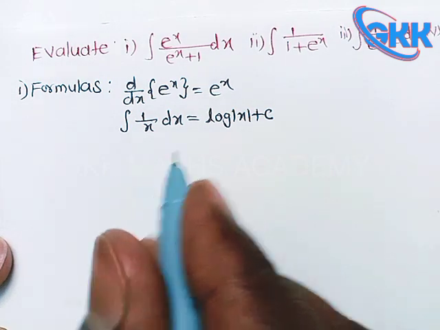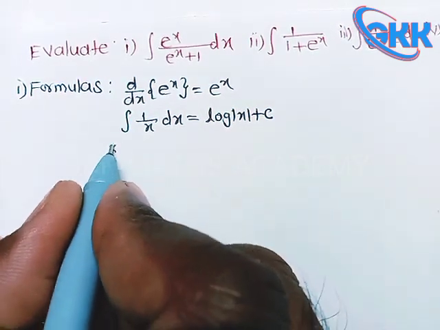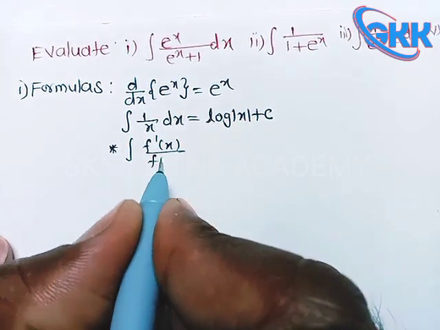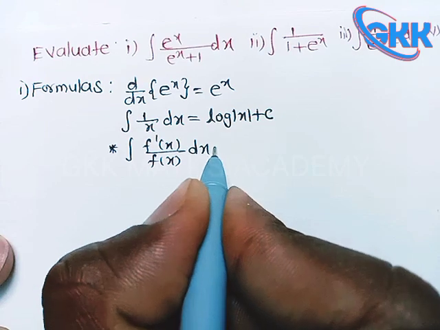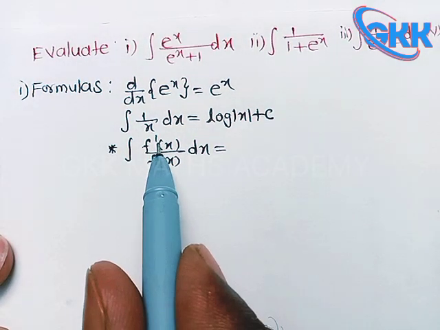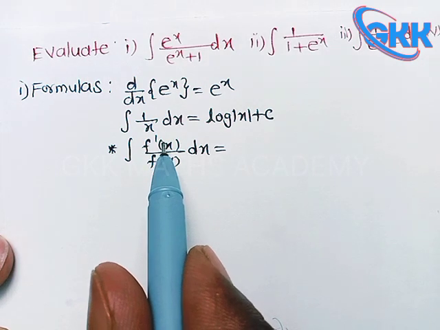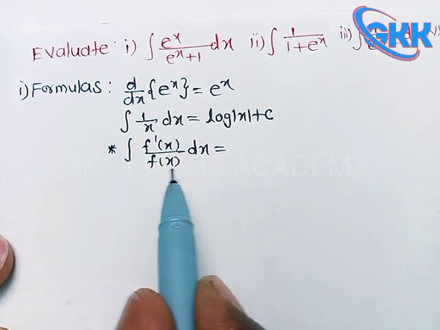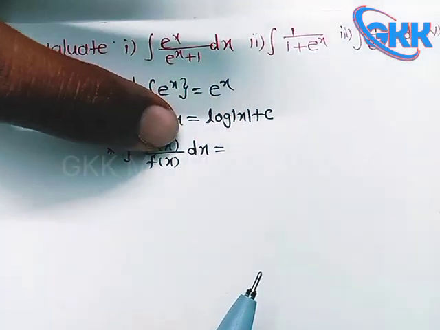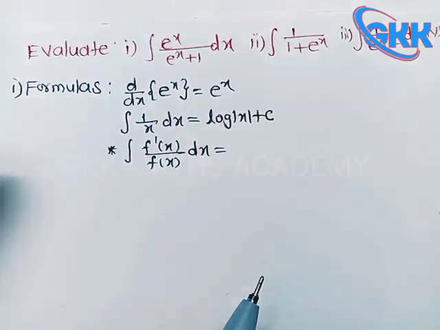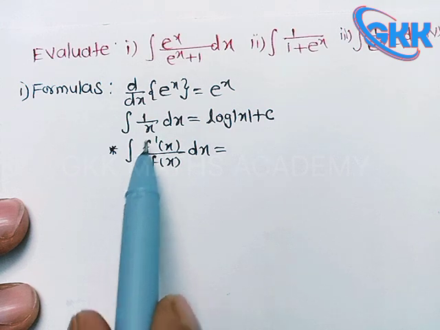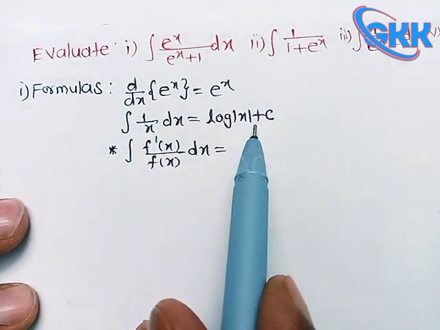One more formula, or you can use another method also, that we will discuss here. Integral of f dash x upon f of x dx. F dash x means the differentiation of the denominator is found in the numerator. You can do this directly. In this form, it is 1 upon f of x, so integral of 1 by x is log mod x plus c.